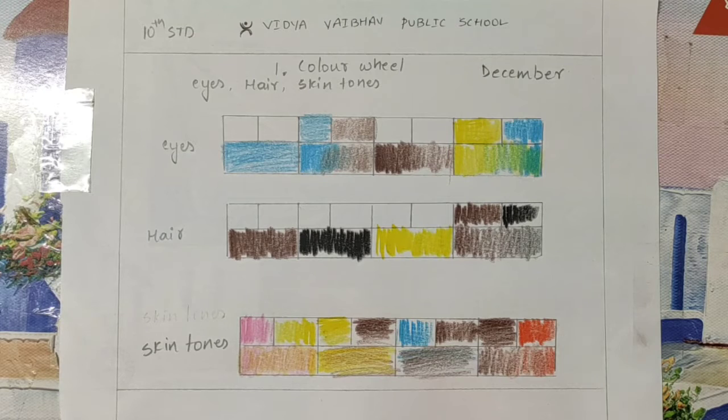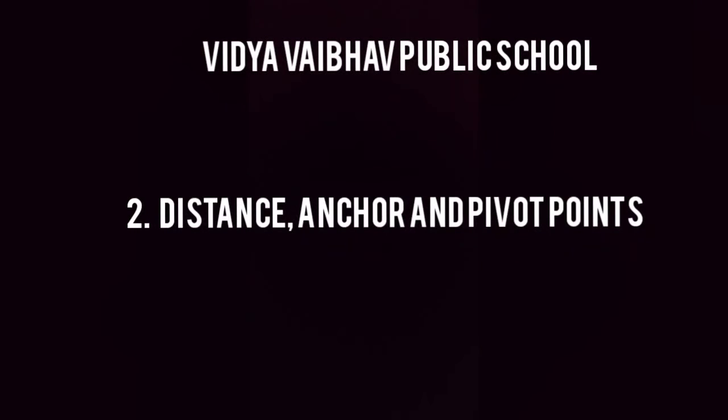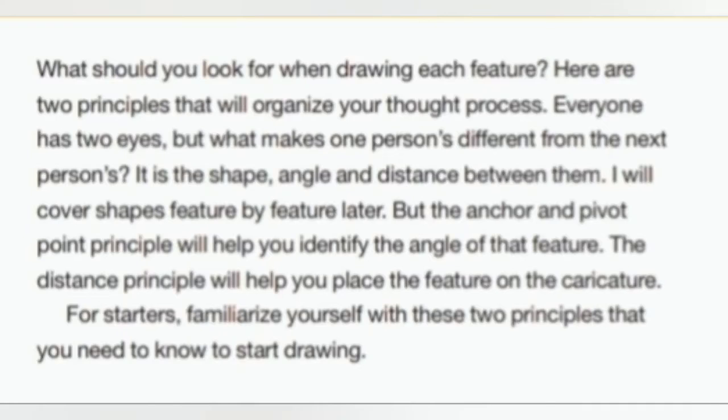So these are the color wheels we learn for eyes, hair and skin tone. The second topic is distance, anchor and pivot points.